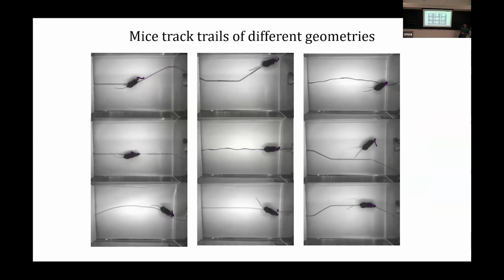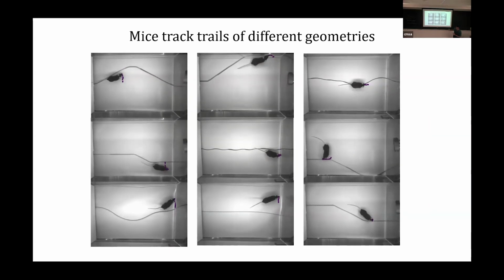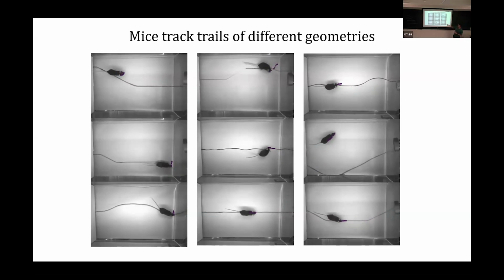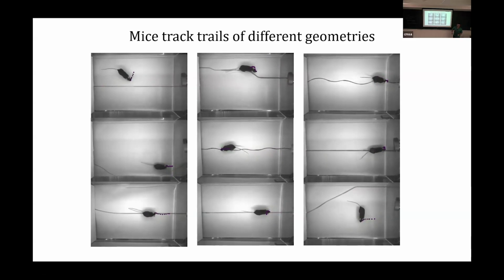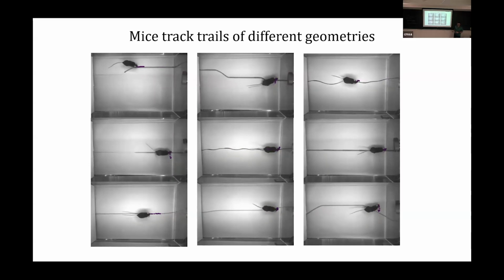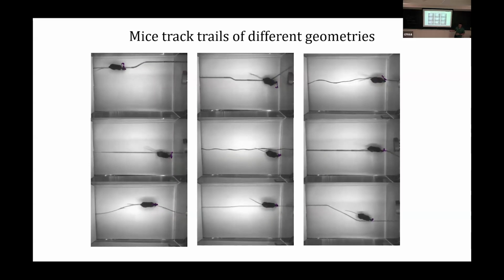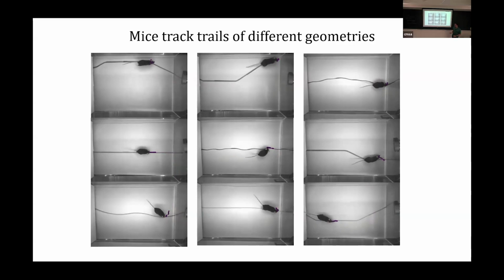Is the line visible? Sorry? Is the line visible to the mouse? No. It's done in far red. This is sort of post hoc. We've darkened the trail. So we believe the mouse can't actually see the trail. There are also some control experiments that we believe we've done to address this.